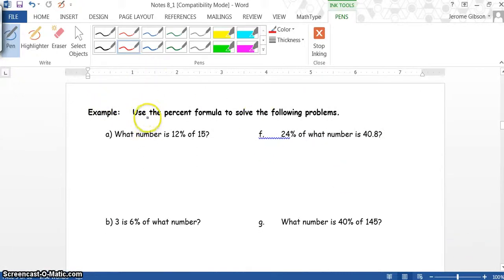On the next page it says use the percent formula to solve the following problems. What number is 12% of 15? What number we know would be our x. Is means equal. 12% we will write as a decimal. Of means multiplication, and 15 is 15. Now we will multiply this, so we will have x is equal to 1.8. What I did here was use the application form for algebra for this problem.